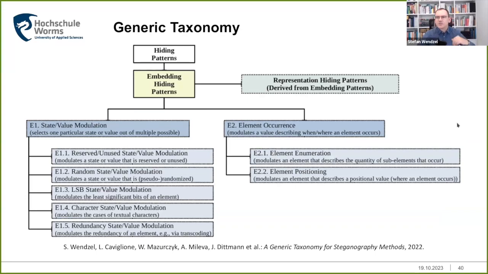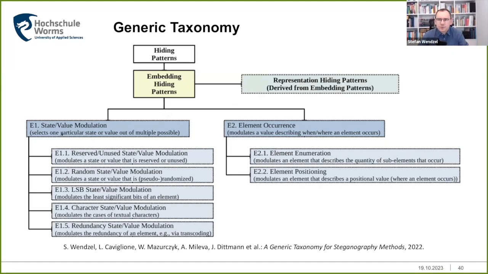Now, the generic taxonomy that we came up with is also quite simple. So we have these embedding patterns that describe how the information is embedded by the sender, and then we derive representation patterns or extraction patterns that describe how the receiver extracts the secret information. Essentially, they are the same. It's just that in one case you write, in the other case you read data, or you wait some time, and in the other case you measure some time gap or something. But the core ideas are the same, so we can derive the representation from the embedding patterns.